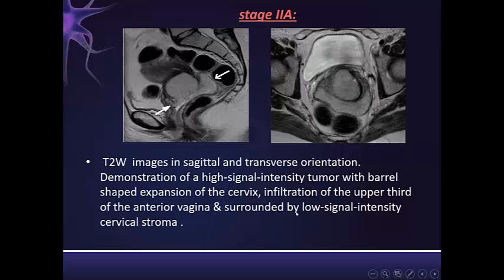Staging of cervical carcinoma, very important by MRI. Local staging is very important by MRI. But if it is an overt malignant process with lymph nodes and ascites, then we can do CT. But if you want to know the local extension, you must do MRI. This is stage 2 because it infiltrates the upper vagina. It is infiltrating the upper vagina, so this is stage 2 cervical cancer.